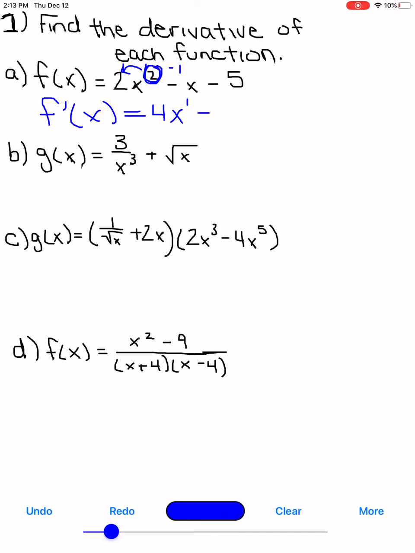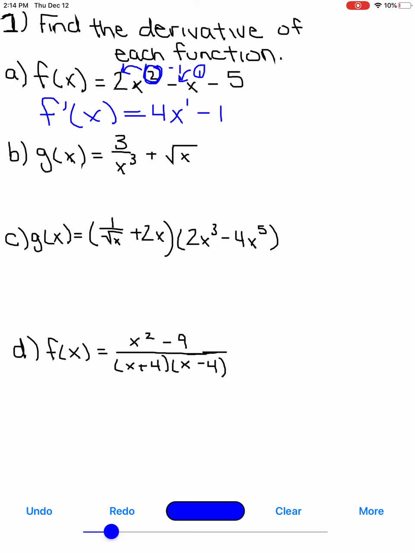The derivative of x is technically x to the 1, so we'll take the 1, multiply what's in front, so we'll have 1x. 1 minus 1 is 0. So in this case, anything raised to the 0 is just 1. So your answer here will just be minus 1. And since negative 5 or minus 5 doesn't have a variable attached, there is no derivative of it. It is just 0. So your final answer for part A will be f prime of x equals 4x minus 1.